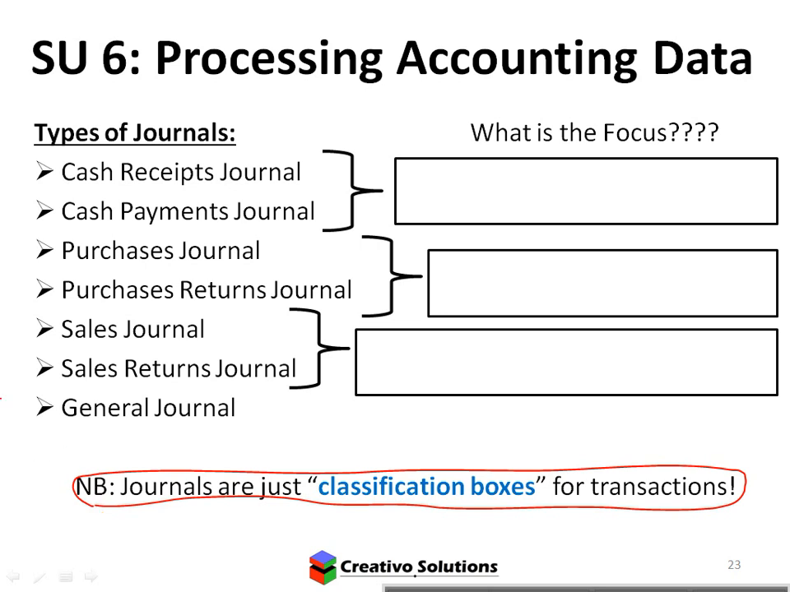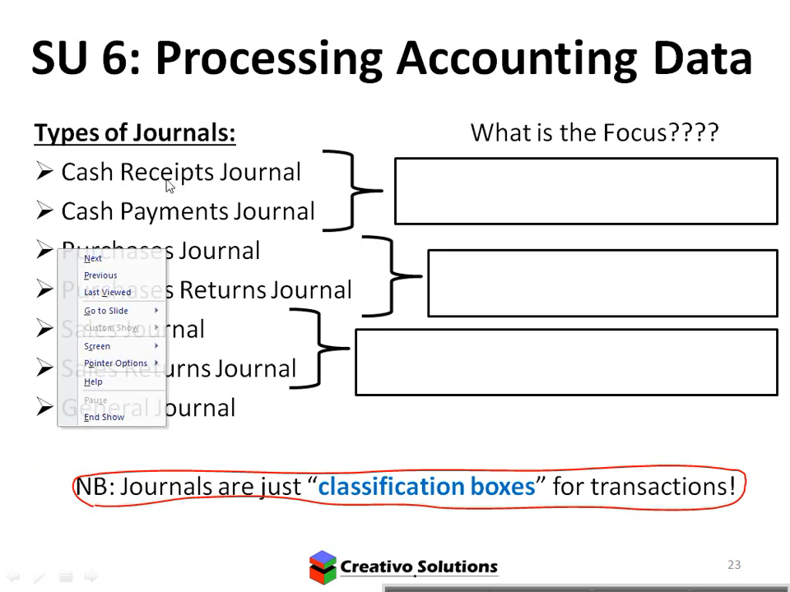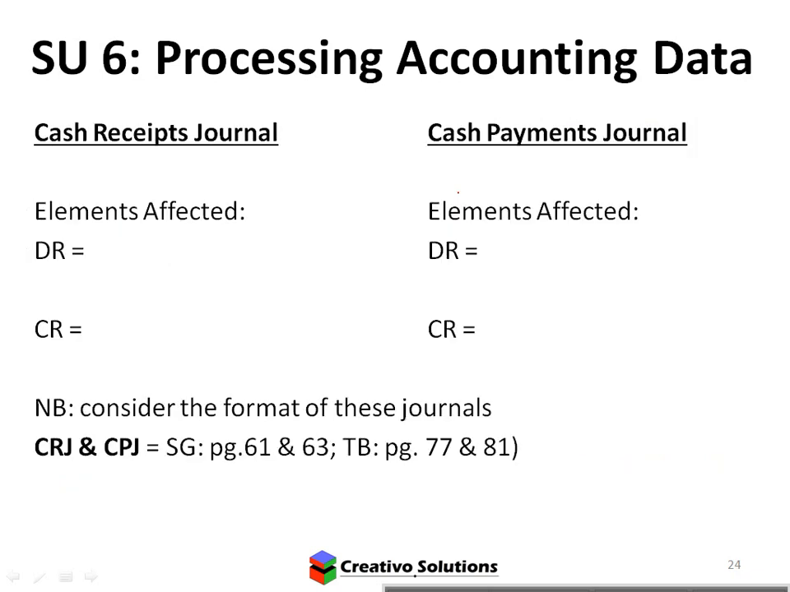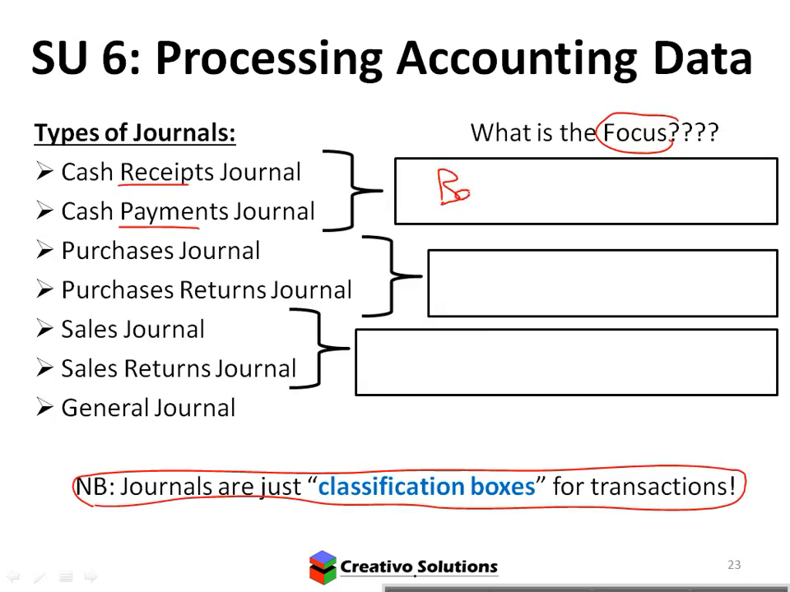Okay, so if I'm looking at the cash receipts journal and the cash payments journal, what's the focus? If I'm paying or receiving, what account am I always affecting? The bank. Okay, I didn't write that in. Let's put it in. Bank, asset, increase or decrease. Okay, that's the focus.